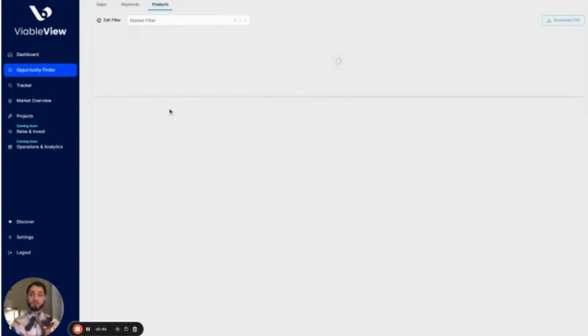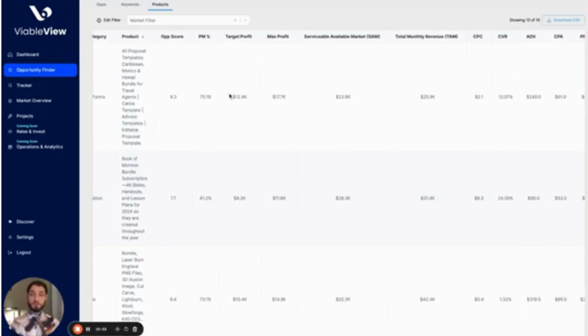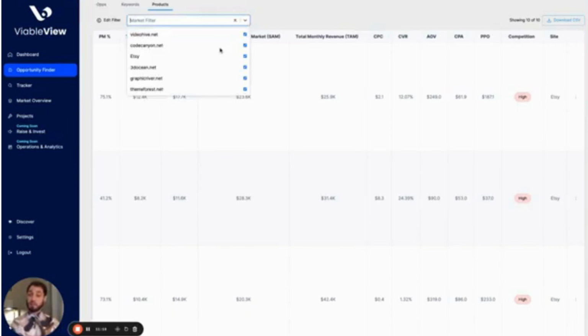As I click products, here we have templates, digital formats. We're able to click the product on an individual level here because it's not a group, it's just one product. We're able to see all of the same metrics that we see for opportunities. In addition, we're able to see the platform that it's on. The reason you can't see that for opportunities is because sometimes the products are from multiple different marketplaces. However, the products are individual, so you can see the marketplace they're on. You can also filter the marketplaces you're viewing, so if you wanted to view just one marketplace, you're able to do that.